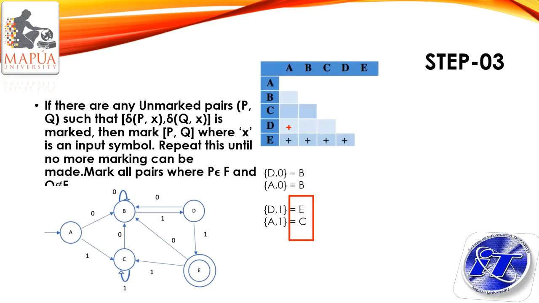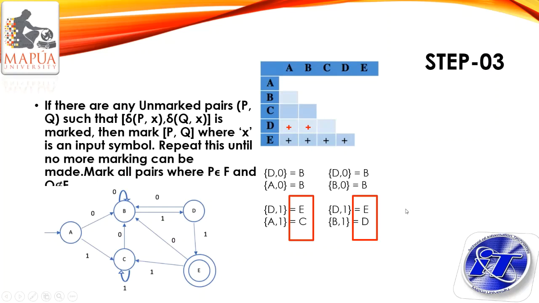So BD, D at 0 will go to B. B at 0 will just loop within cell B. So D at 1, it will go to E. And B at 1, it will go to D. And based on the table, ED, this is the cell that corresponds to DE or ED, it is marked. So therefore, DB will also be marked.